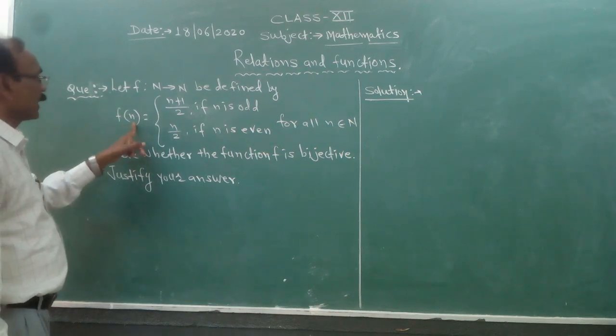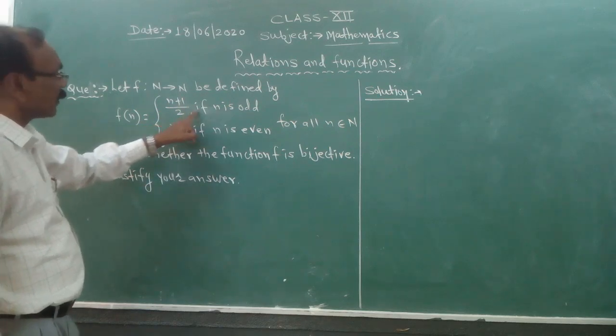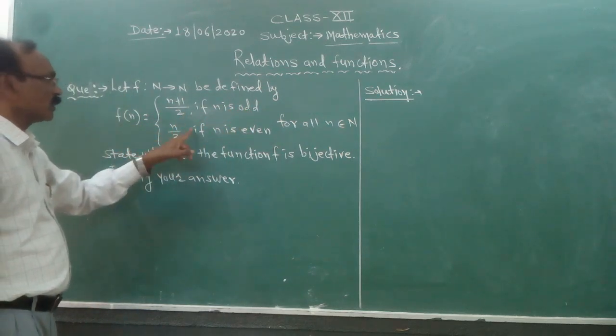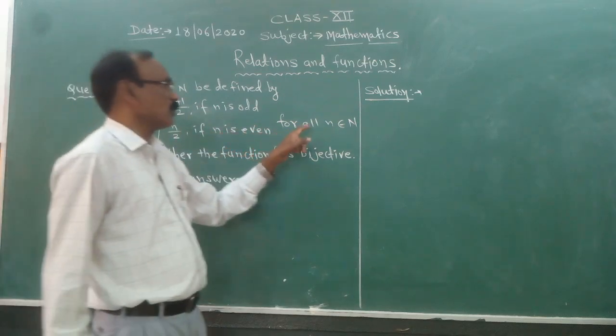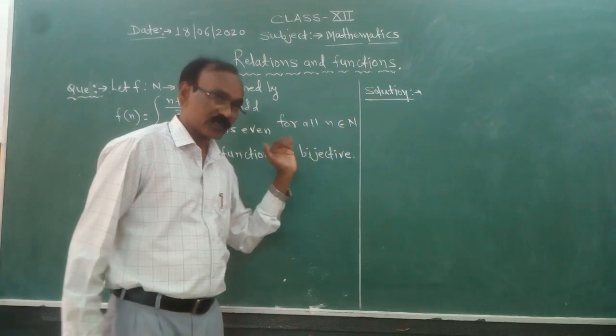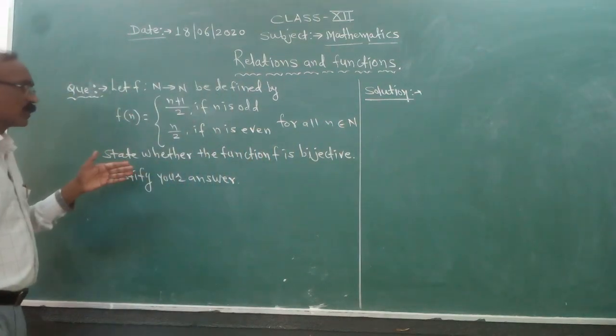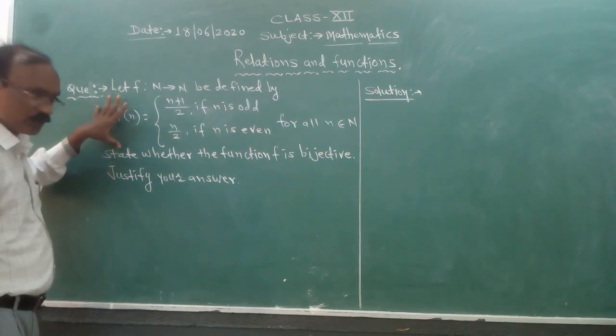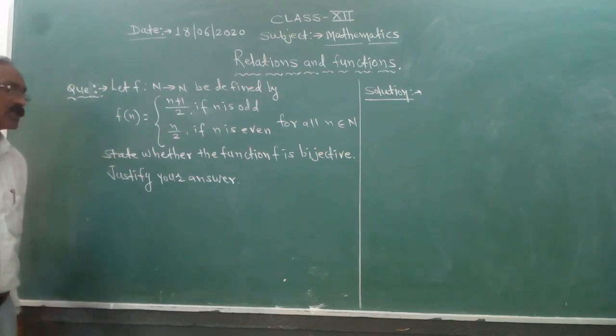f of n equals (n plus 1) by 2 if n is odd, and f of n is equal to n by 2 if n is even, for all n belonging to capital N, that is the set of natural numbers. State whether the function f is bijective. Is it a bijective function? Justify your answer.